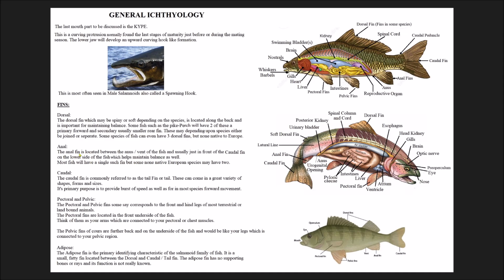The anal fin is located between the anus or vent of the fish, and usually just in front of the caudal fin on the lower side of the fish, which helps maintain balance as well. Most fish will have a single such fin, but some non-native European species may have two. This is the anal fin here. This is the vent or the anus, the poop chute, if you will.